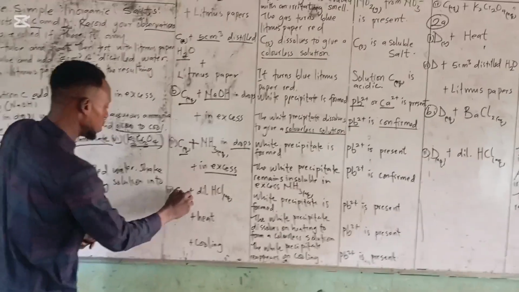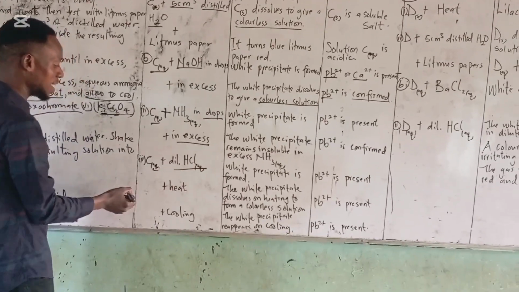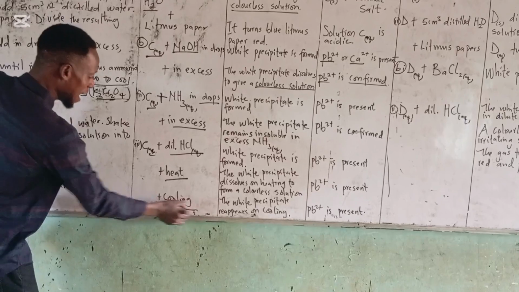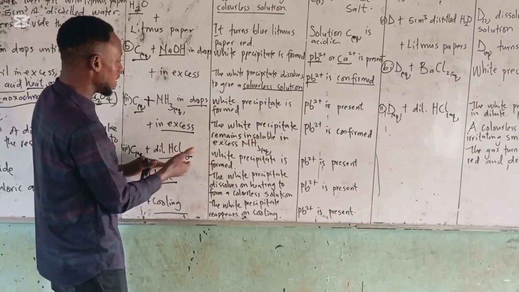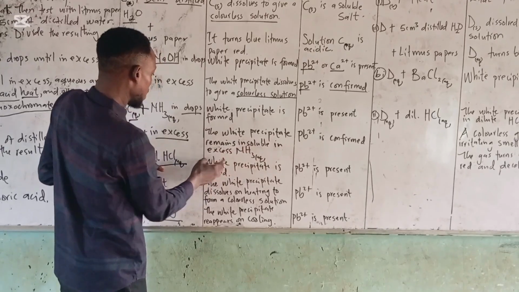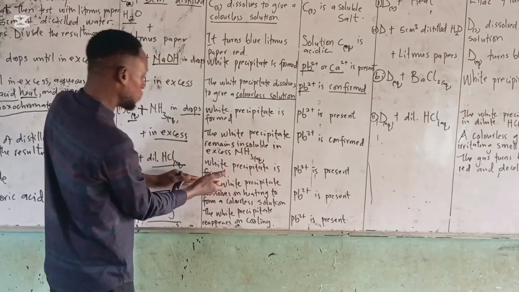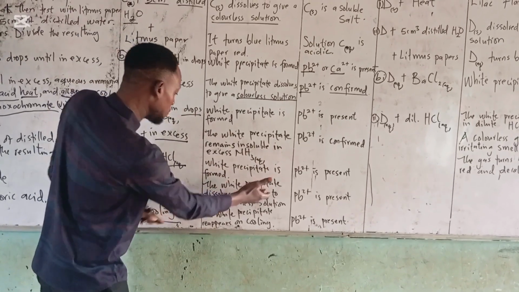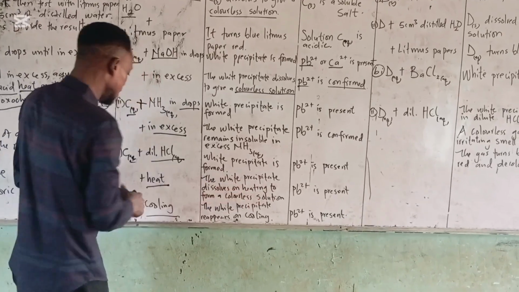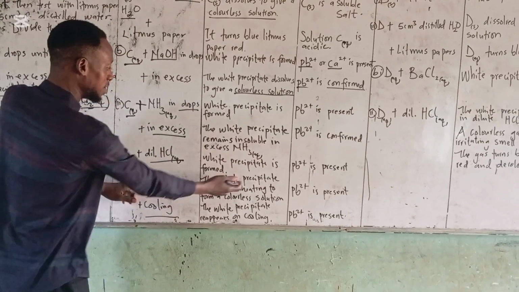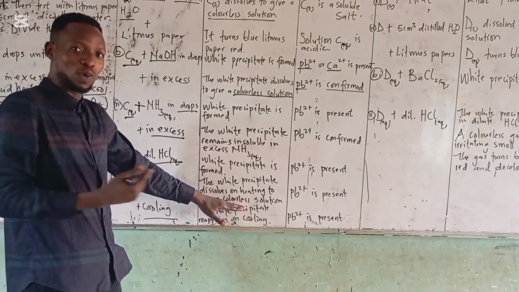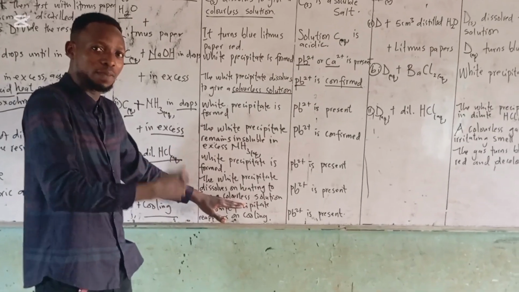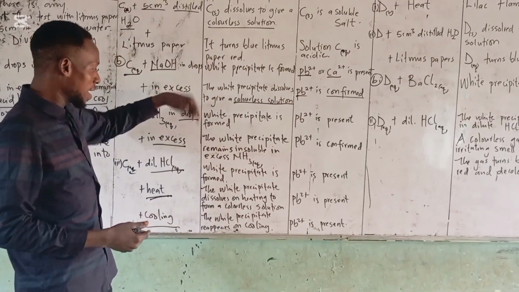Now, the third portion of our solution C plus dilute HCl, and then we heat it and allow it to cool. What do we have? When we put our dilute HCl, the white precipitate is formed, and the white precipitate dissolves on heating. So when you are heating it, the white precipitate dissolves to form a colorless solution. You can see the repetition of the same characteristics of our cation here.